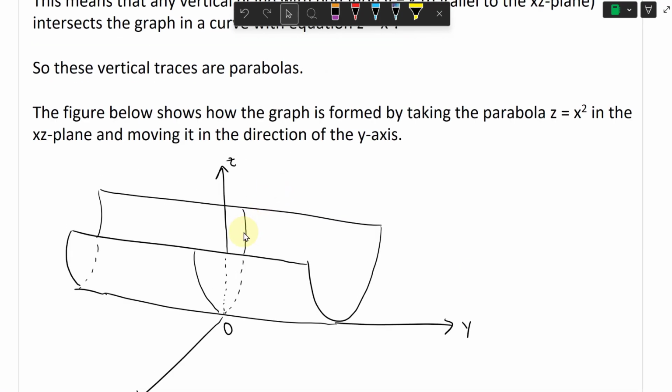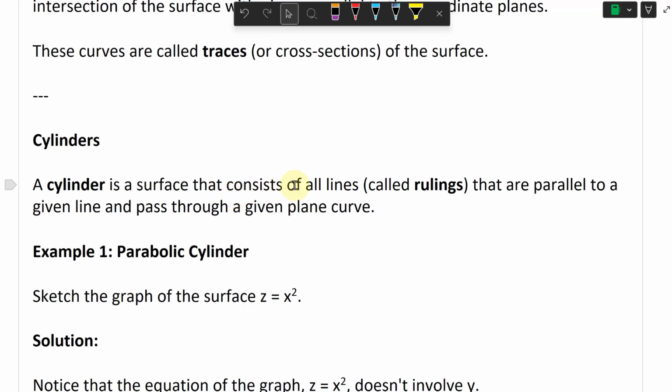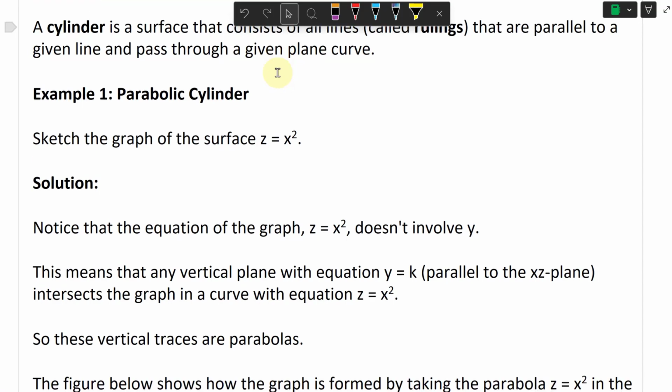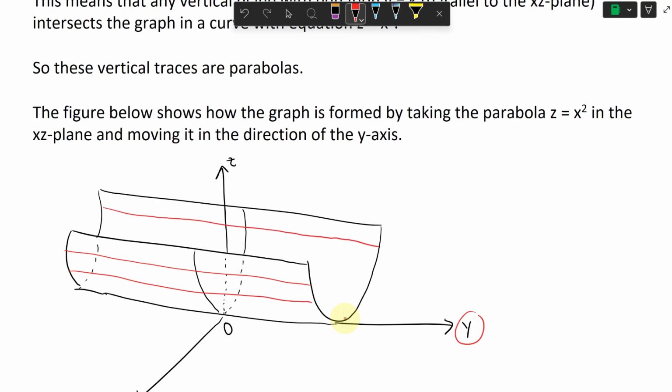All right, so now the next step is we're going to draw the ruling. So remember the definition right here. These curves are called traces or cross sections, and then actually this part right here. A cylinder is a surface that consists of all lines called rulings that are parallel to a given line and pass through a given plane. So this is the plane. All parabolas right here, all basically make infinite parabolas along the y-axis, and then you're going to have rulings all parallel, basically a bunch of lines. It's going to be parallel in this case to the y-axis. It's parallel to this y-axis, like that. So you can draw this out through basically infinite amount of these lines like that.